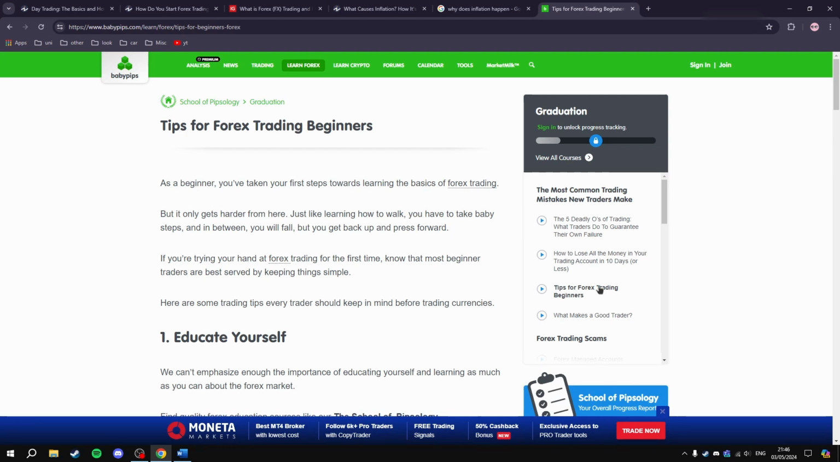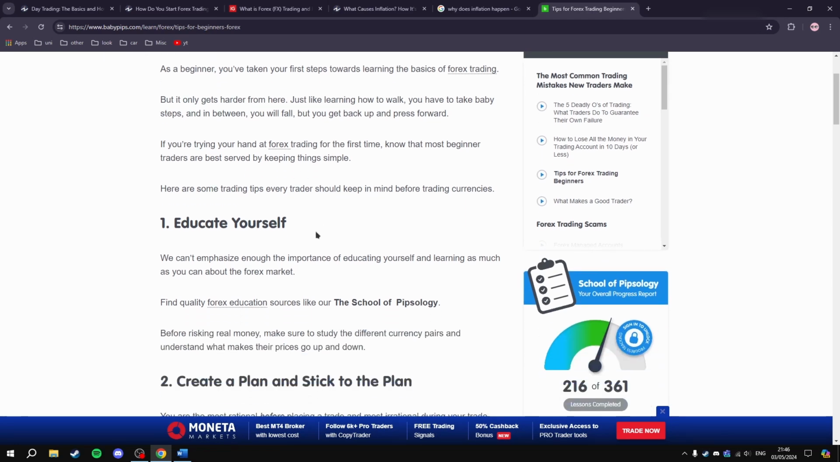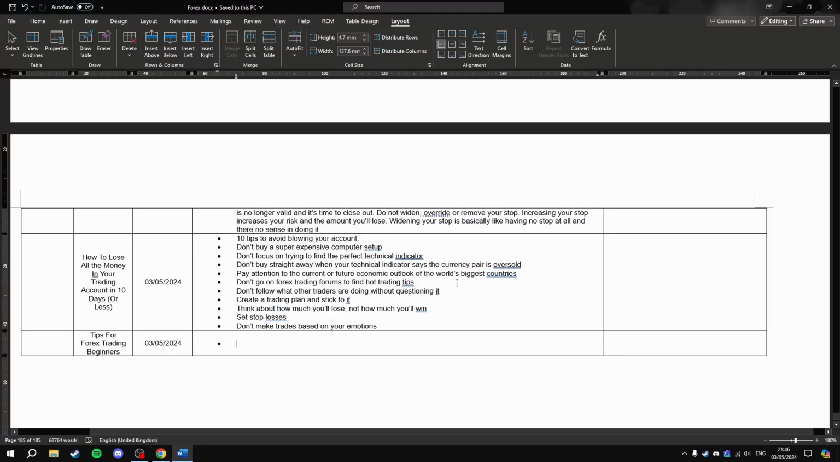If you're trying your hand at Forex trading for the first time, know that most beginner traders are best served by keeping things simple. Here are some tips every trader should keep in mind before trading currencies. Keep things simple as a beginner trader.